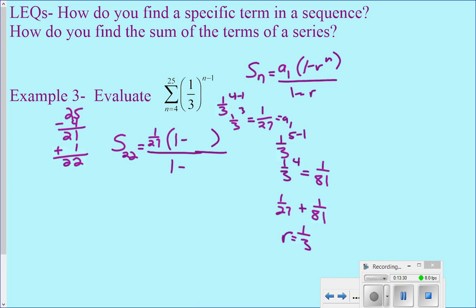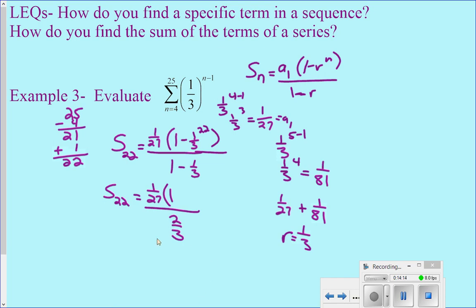Okay, so now I know that for certain, so I'm going to go ahead and put that into my formula for r. So 1 minus 1/3, and that's raised to the, remember, 22nd power. And then we're going to put that over 1 minus r, and r is 1/3. So I have S sub 22 is equal to 1/27 times 1 minus 1/3. I know it's 2/3. And here you're going to type into your calculator 1/3 to the 22nd. When you do that, hopefully you're going to see it's probably a really, really small number in scientific notation in the calculator.